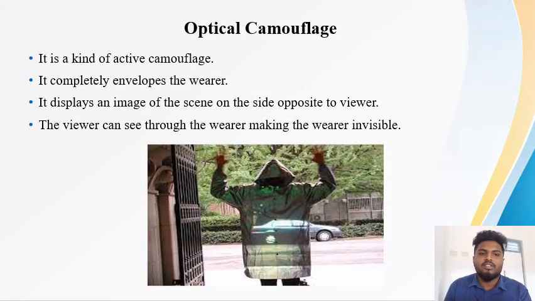Optical camouflage is a kind of active camouflage. It completely deceives the viewer. It displays an image of the scene on the side opposite to the viewer. The viewer can see through the wearer, making the wearer invisible.